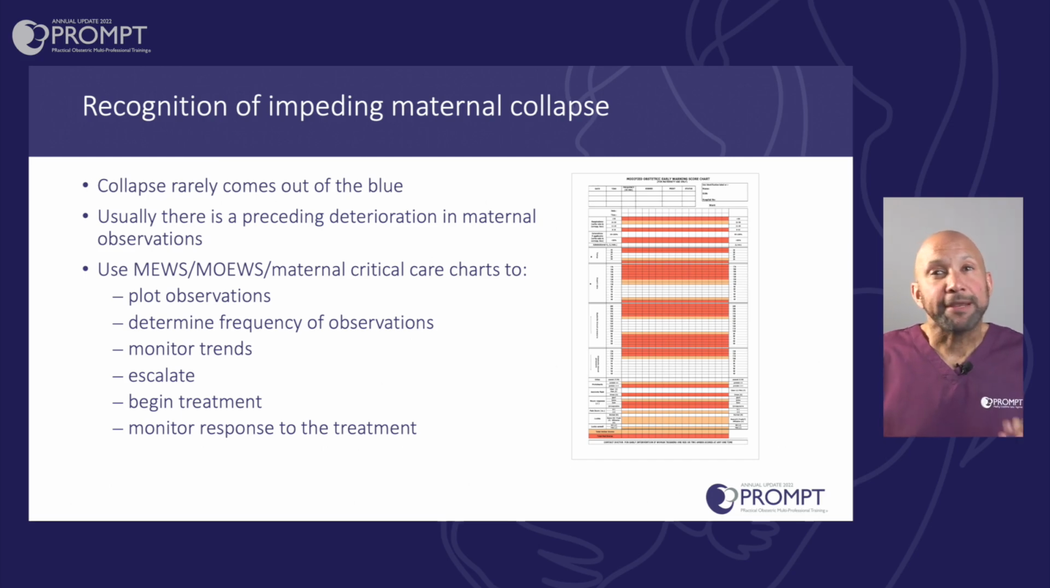So, how do we recognise that maternal collapse might be coming? Maternal collapse very rarely comes out of the blue. Usually there's some preceding deterioration in maternal observations. Therefore, we should be using the maternal early warning score or a modified obstetric early warning score or your critical care charts in order to plot the observations. We're also thinking about how frequently we should be doing the observations. But much more importantly than just looking at individual observations, look at the trend, and both how that hopefully improves, but also the effect of any treatment that you've given.